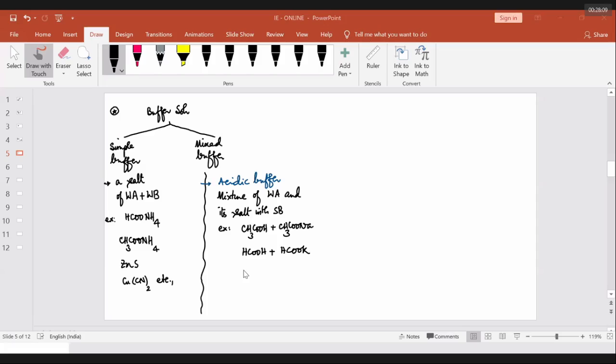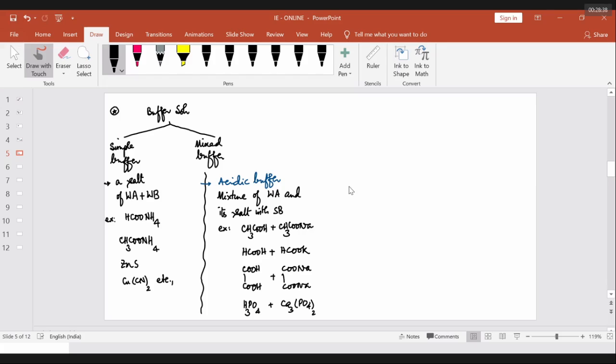Next. We can take a number of examples, sir. Oxalic acid, COOH, COOH, plus COONa, sodium hydroxide, COONa, sodium oxalate and oxalic acid, right? So many examples are there. Phosphoric acid, weak acid, calcium phosphate, Ca3(PO4)2.